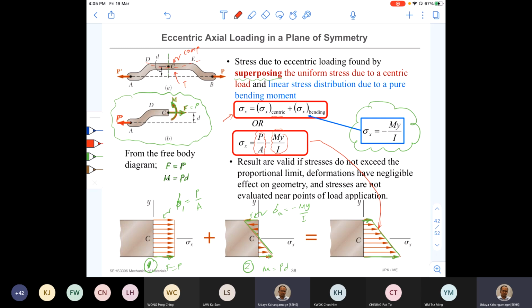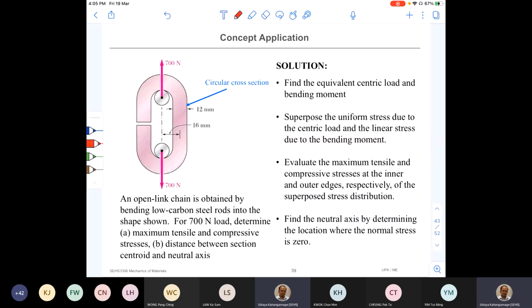Okay, so with that equation, we can find out the stress at any point on the cross section. Hope you understood that. Okay, so now let's apply this to a problem. It's not a simple problem, but an eccentric load case.